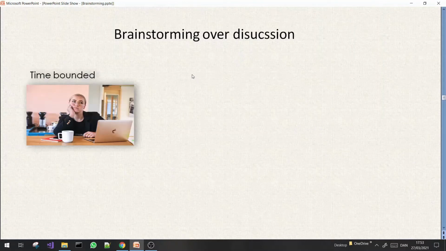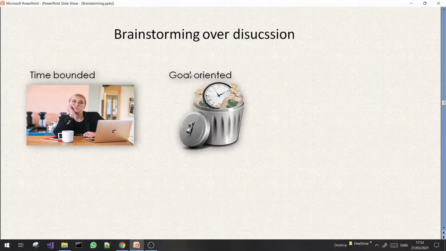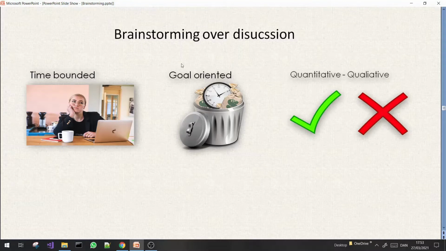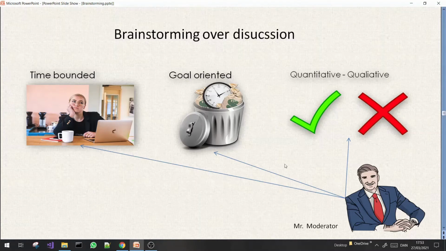For example, it should be time bounded, otherwise participants start getting bored. It should be goal oriented, otherwise it could be just a waste of time and money. And it should be quantitative instead of qualitative, which means we should consider each and every idea, no matter how wild the idea is. We should have a moderator, and it's part of the moderator's job to follow all these guidelines and keep the brainstorming in the right direction. So when we say brainstorming instead of discussion, we try to follow all these guidelines and principles.